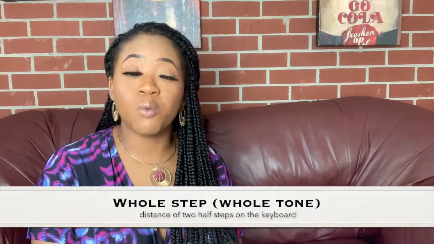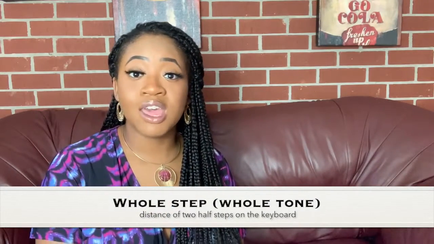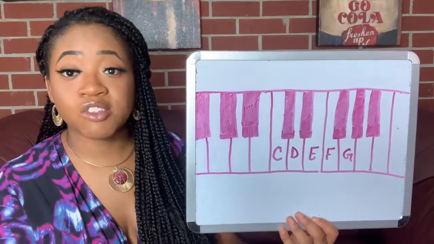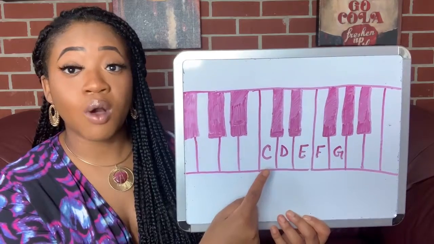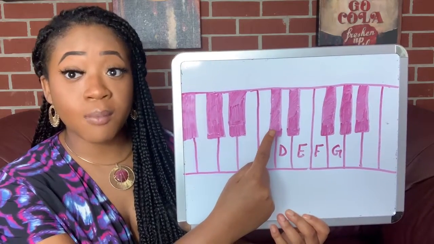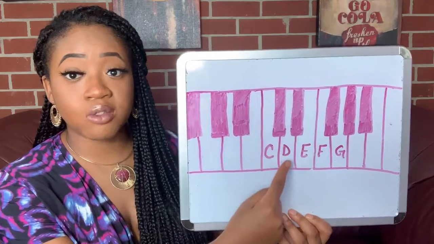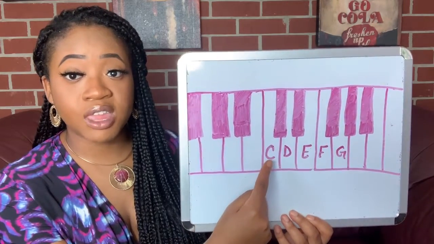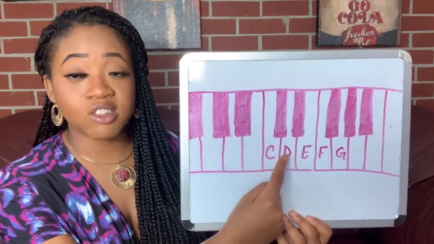Now, a whole step, which is also known as a whole tone, is the distance of two half steps, okay? So remember, two half steps equal one whole step. So for example, let's start back at C again. So we know a half step would be from C to C sharp. Now if we add one more half step, that's going to be from C sharp to D. So from C to D is a whole step.